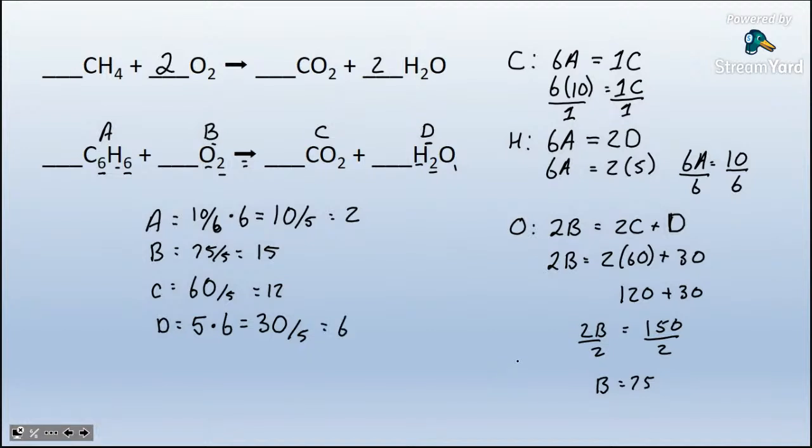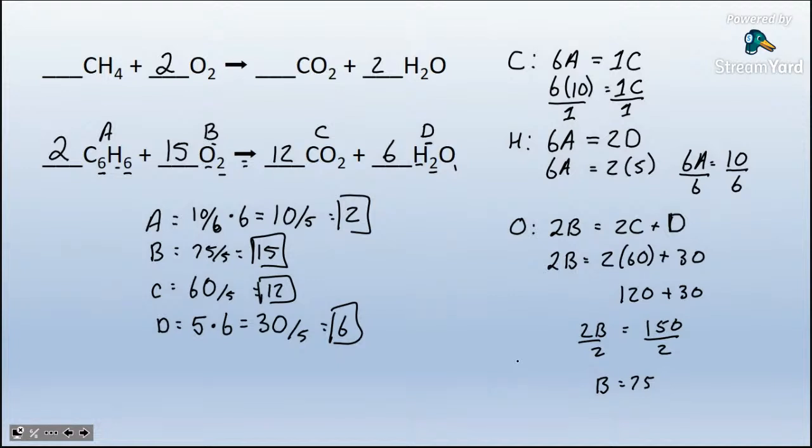Can I reduce my values of 2, 15, 12, and 6 down? Nope. So the coefficient in front of A would be a 2, in front of B would be 15, C would be 12, and D would be 6.